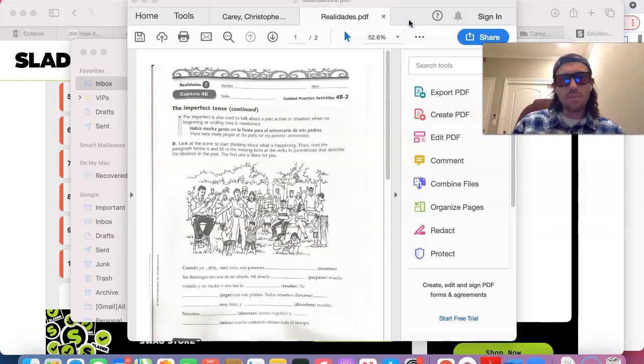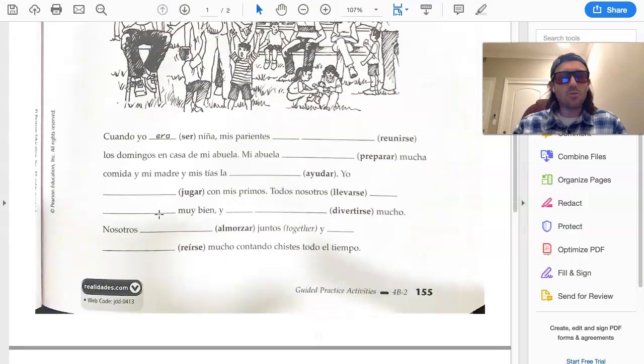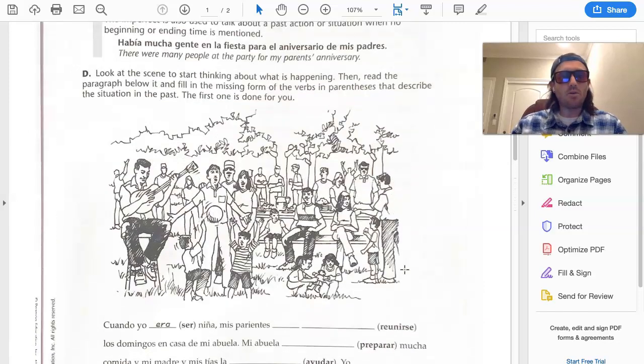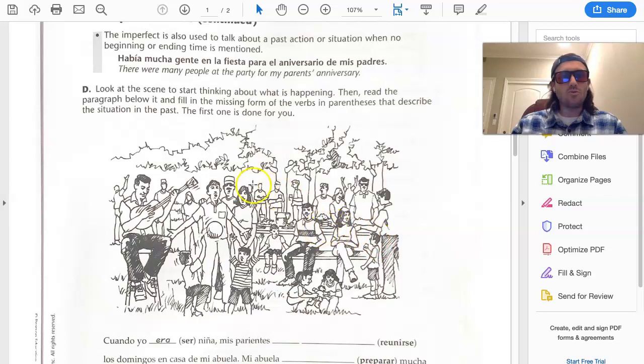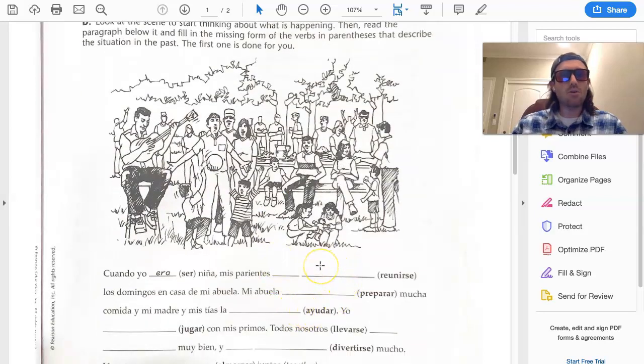Aquí tienen las instrucciones a la actividad D en la página 155 de tu libro de ejercicios, Guided Workbook pages 155 and 156. For part D, you are to look at the scene of a family gathering and to express what is happening using the imperfect tense of the verbs provided in parentheses.